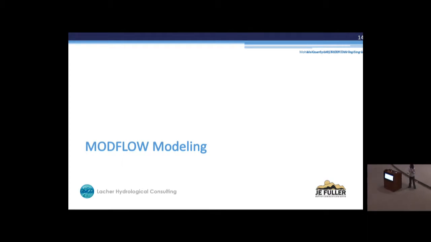So MODFLOW is the bread and butter of groundwater modeling for the most part. Every groundwater modeler has used it. They may not use it today, but they have experience with it. So it's pretty much universal.